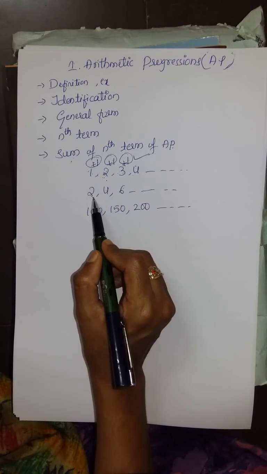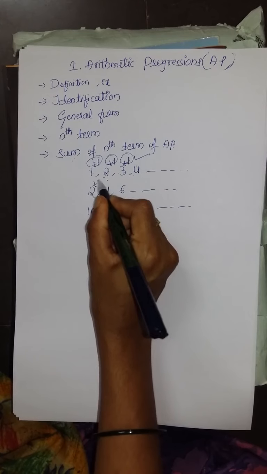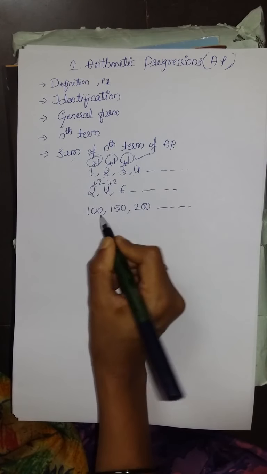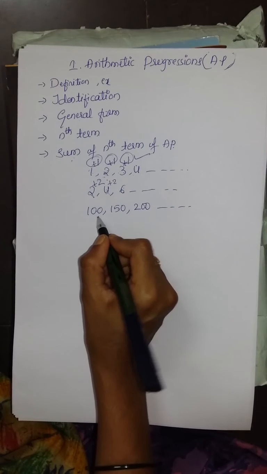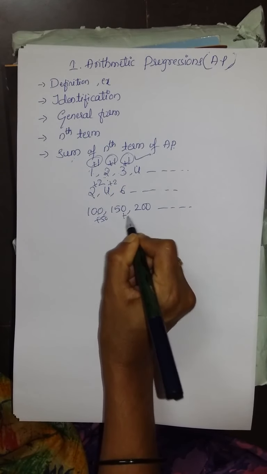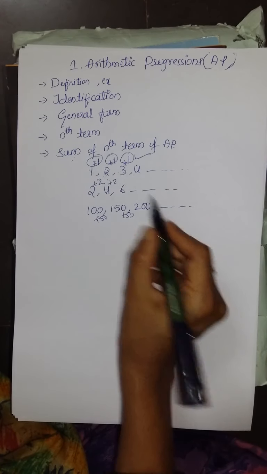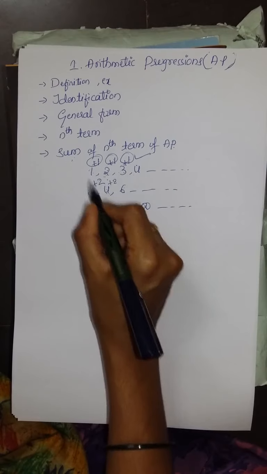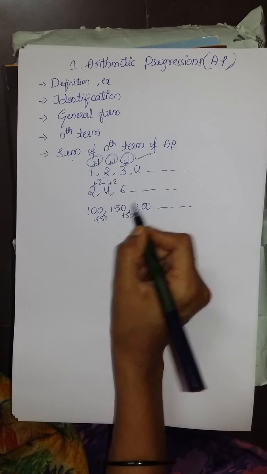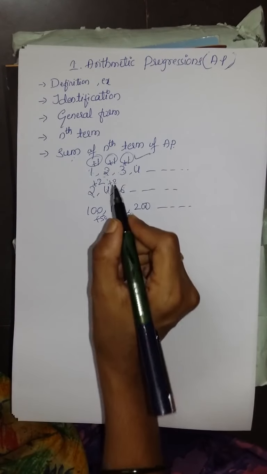In the second case also, we get 4 by adding 2. 2 plus 2 is 4, 4 plus 2 is 6. In the third case, 100 plus 50 is 150, 150 plus 50 is 200. In all three cases, we added a fixed number to get the next term. So this type of list of numbers is called an AP.